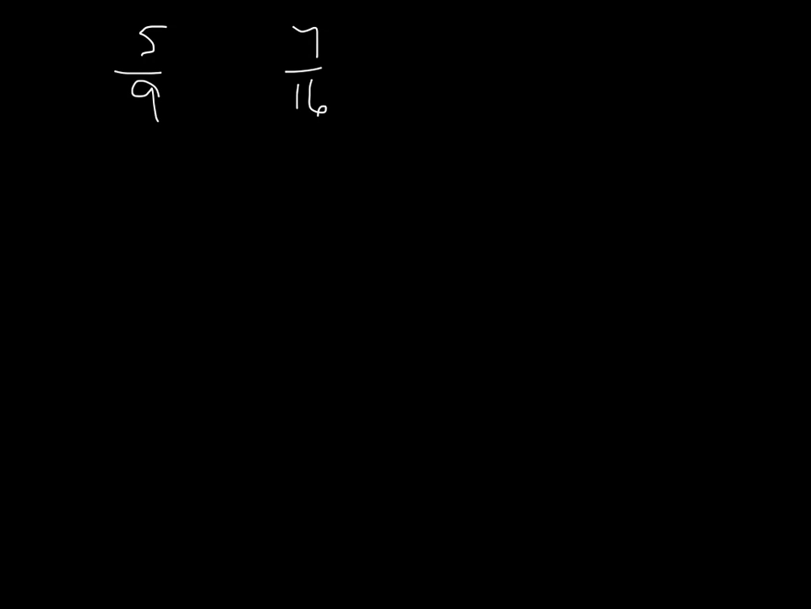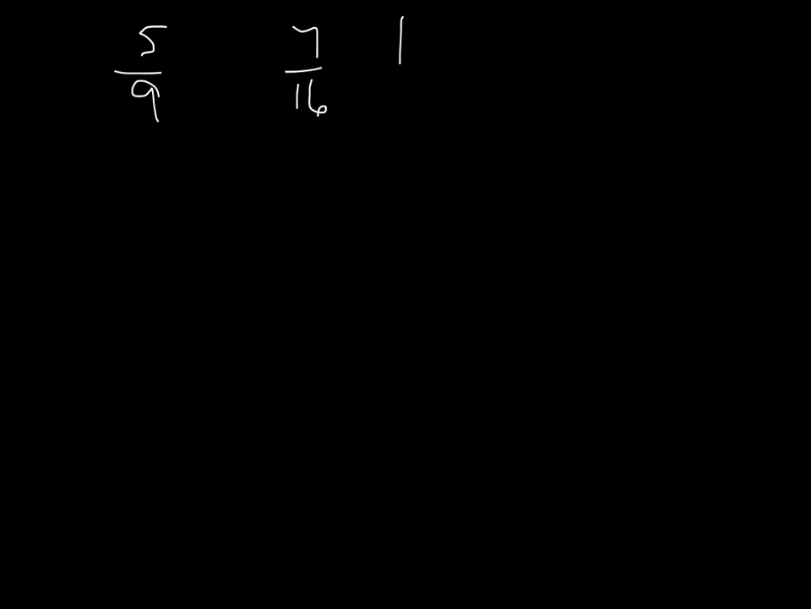Okay, a benchmark is when you find another number to compare something to, and so what we're going to do is put these on a number line. Now recognize this: both of these numbers are more than 0. If you ate 5/9 of a pizza, you ate some pizza. Same with 7/16. But they're both also less than 1. 9/9 is a whole, or 16/16 as a whole.